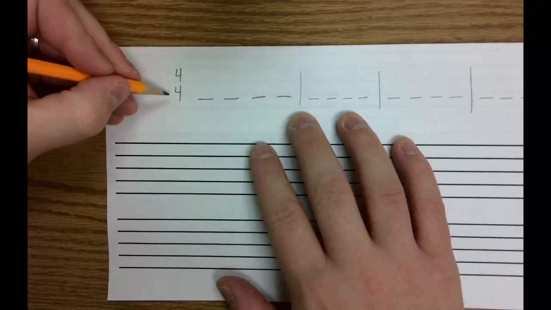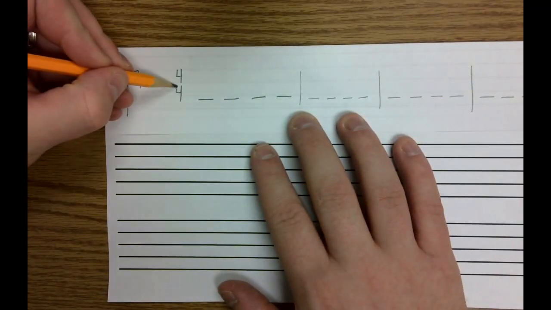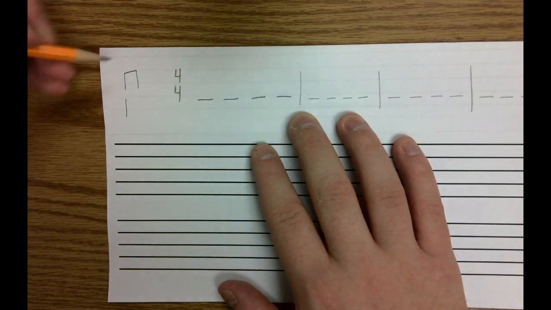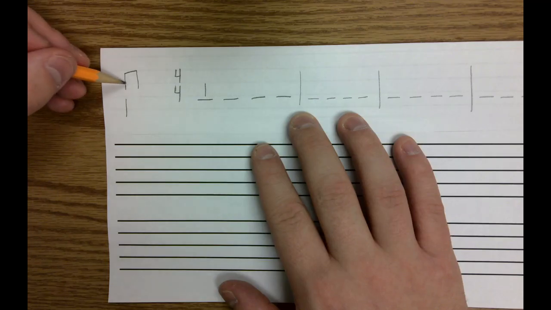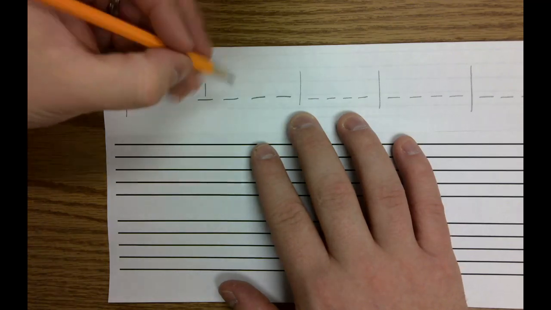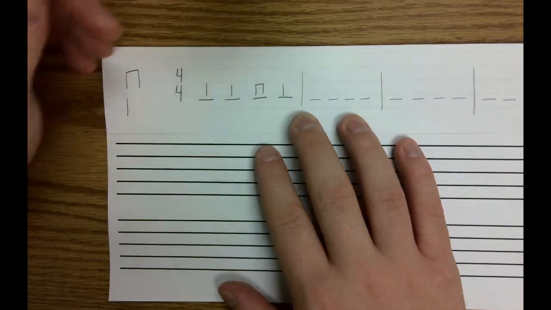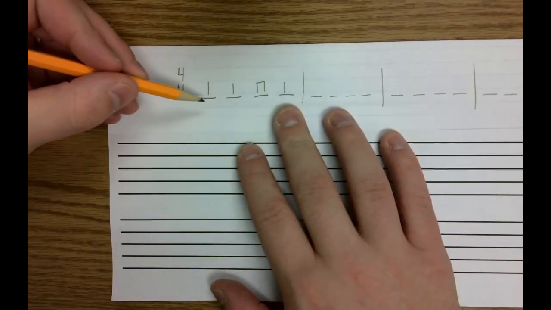Now, back at the beginning again, the bottom number tells us what type of note gets 1 beat. And in this case, we're going to say a quarter note gets 1 beat, which is represented by our ta. So a ta would fill in an entire beat. Tt would be 2 eighth notes, which also fills up an entire beat. And let's say I'm going to do this. Okay, that would fill up our entire measure, each of those getting 1.